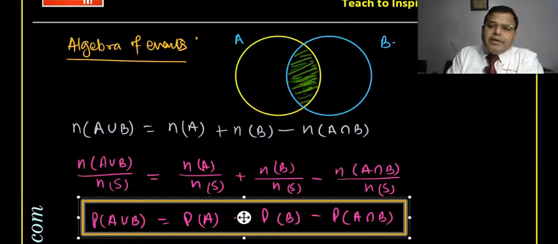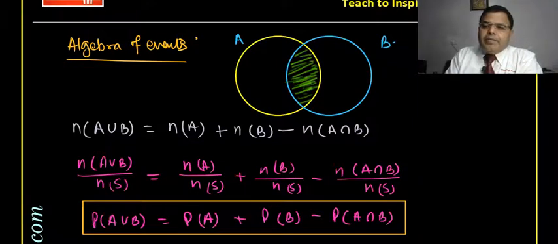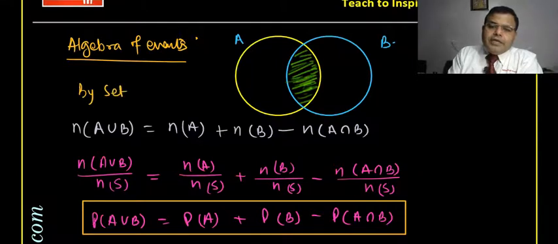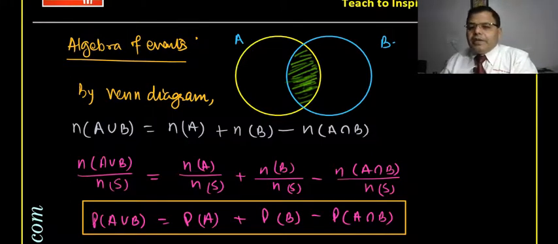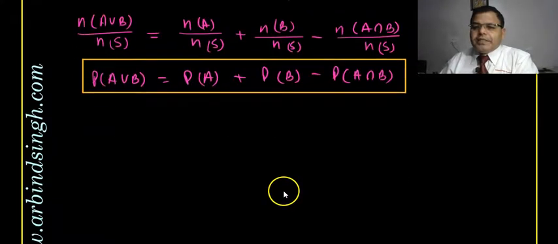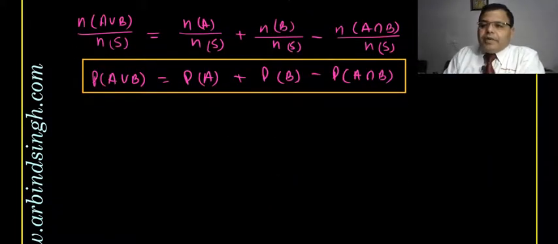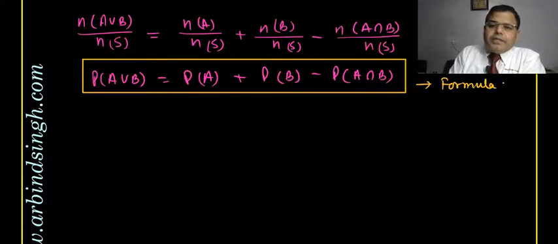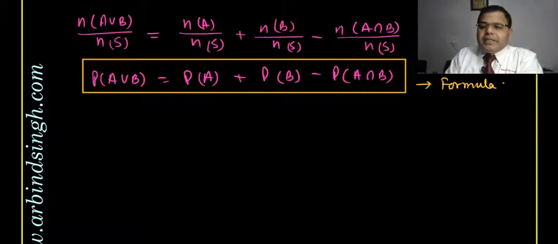So here this is A and B. Number of A, number of B minus number of B. Only A means what? By set theory, or by Venn diagram, we know this rule from set theory, and we can use it like this. So this is a formula, we need to remember this formula. Union means or, and intersection means and.